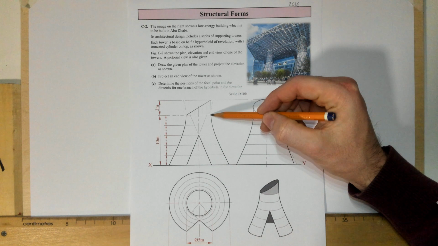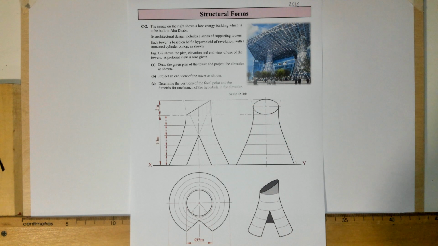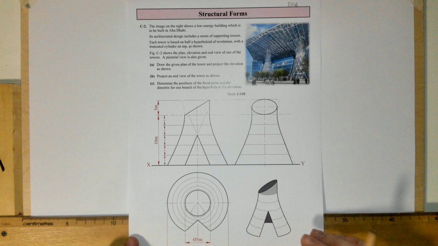So the top portion from the middle there is based on a truncated cylinder or cut cylinder. Figure C2 below shows the plan, elevation and end view of one of the towers. A pictorial view is also given. Part A, draw the given plan of the tower and project the elevation as shown. Okay, scale 1 is to 100 there, so divide every measurement by 100.